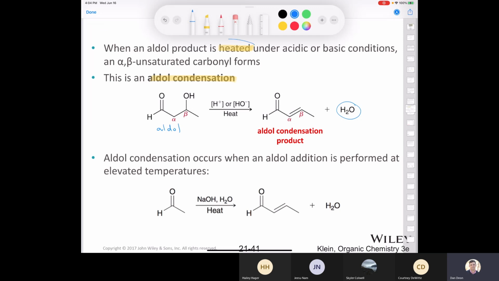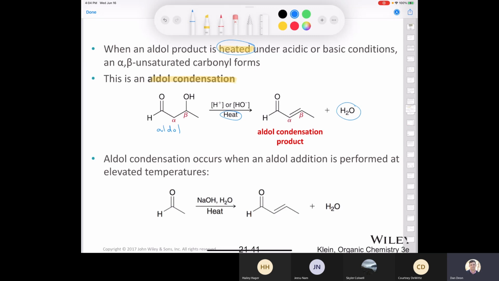The way I remember this is if you're heating it up, okay, well, what does heat cause water to do? It causes it to go away. It causes it to evaporate. So that's how I remember that I get the condensation product. So again, the aldol condensation product occurs when the aldol addition is performed at elevated temperatures. Okay, so you've got to have heat in order for the aldol condensation to occur.